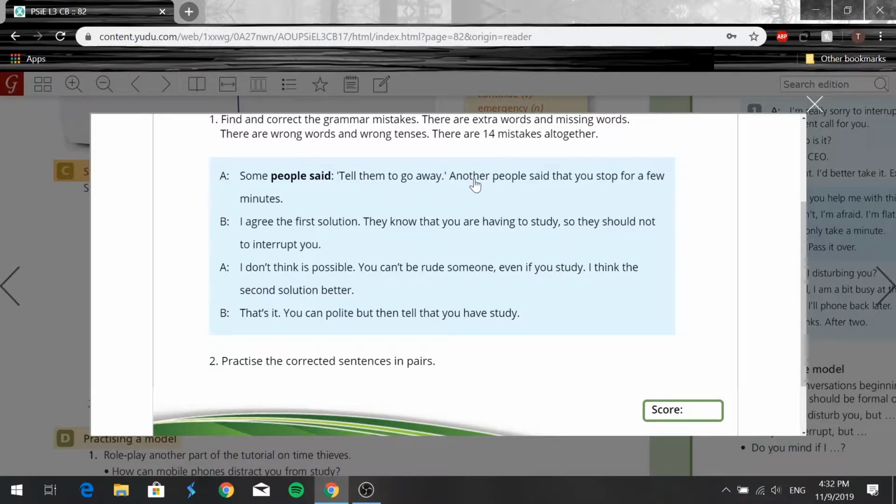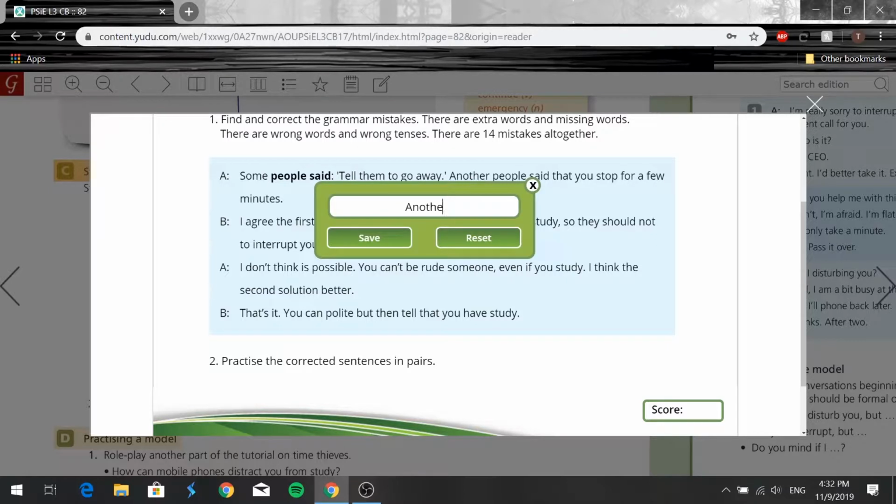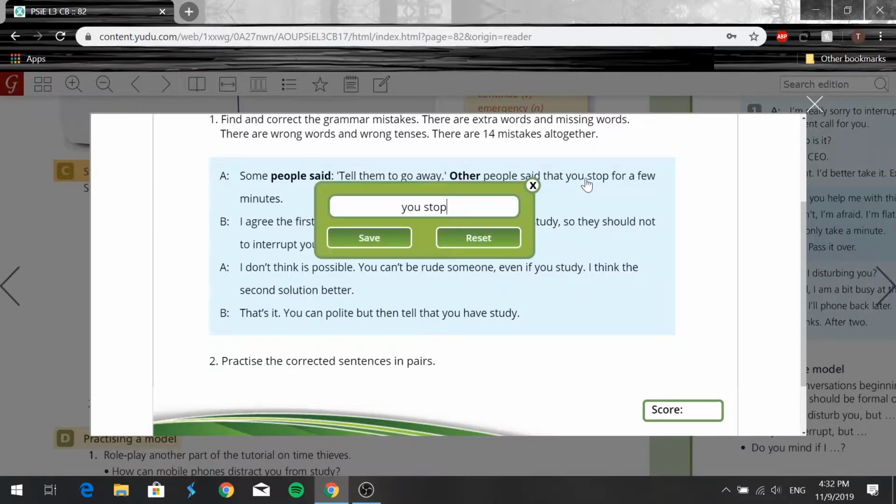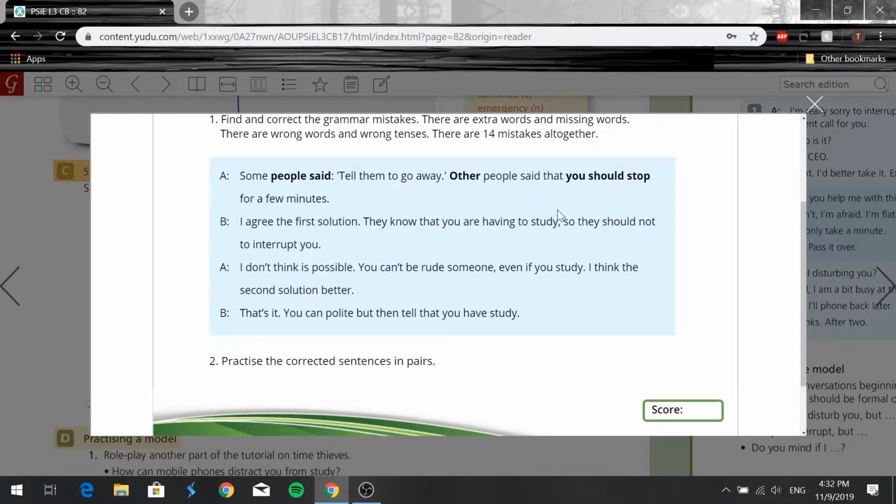Another is wrong in this case. We'll use other and not another. Other people said that you stop for a few minutes. Said that you, will add you should. We'll say should here. That you should stop for a few minutes. Okay? B. I agree the first solution.